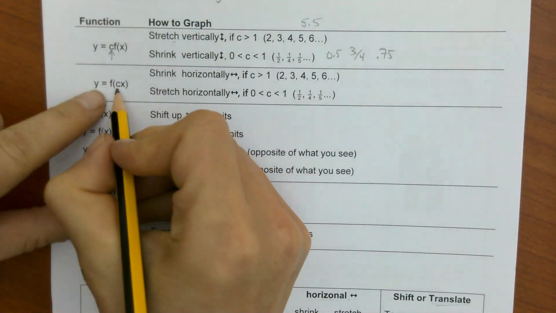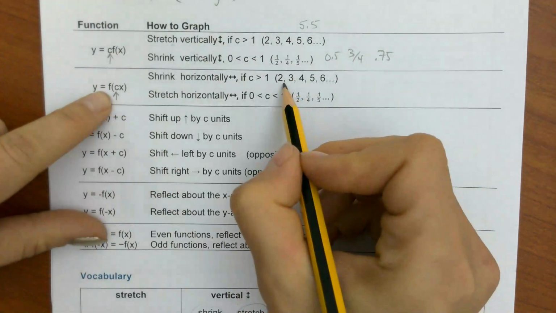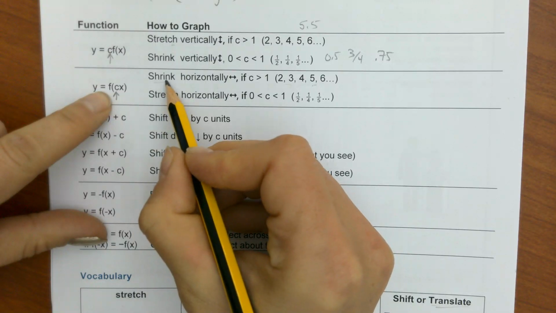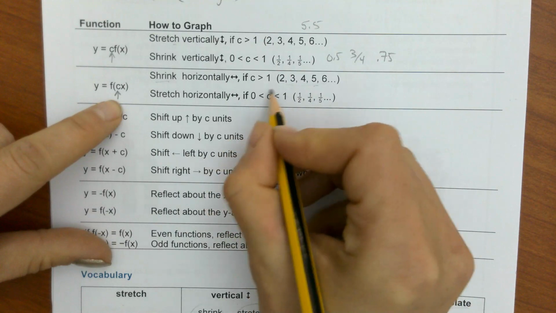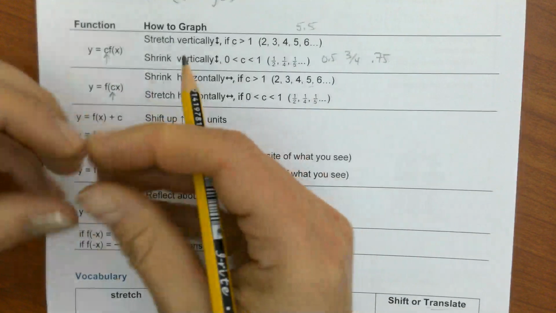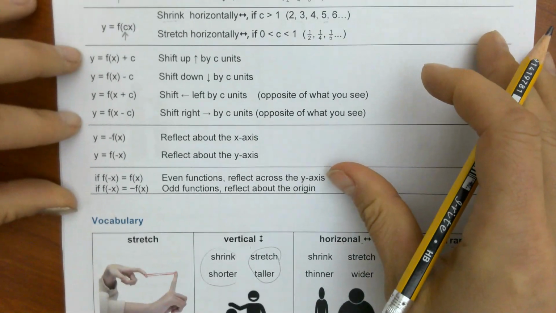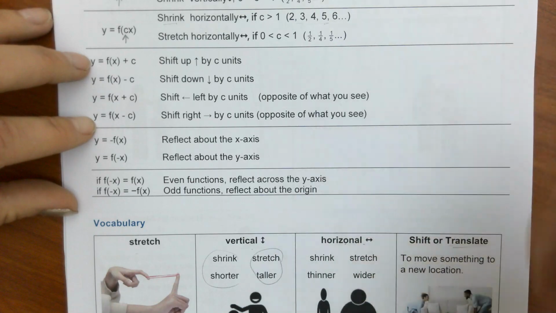Now if I put a number inside the function and it's bigger than 1, then it does the opposite, it shrinks it. And if I put a number inside but it's a decimal that's less than 1, then it stretches it horizontally.